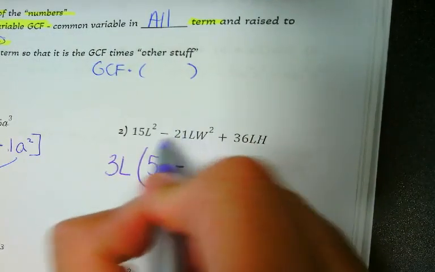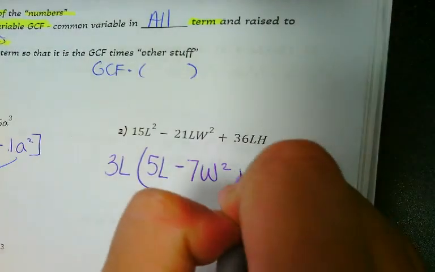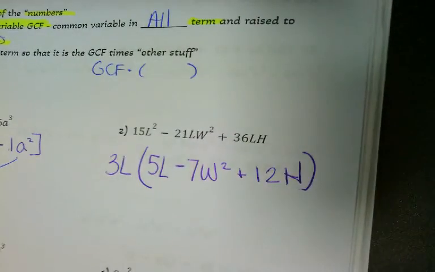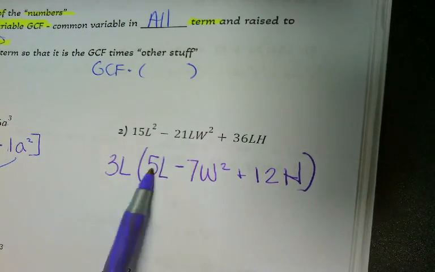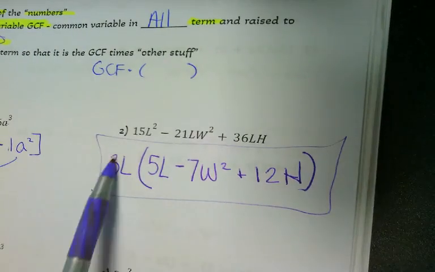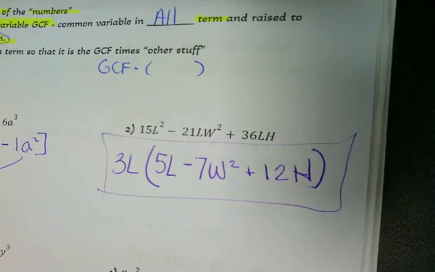The next one, I'm thinking 7. Does W squared sound right? And then plus, do we like 12H? 12H. Okay, and we just want to make sure that there's nothing left that's common between them, and we're done. And again, you could do a quick check, distribute back through, make sure you got what you started with. All right, try 3.